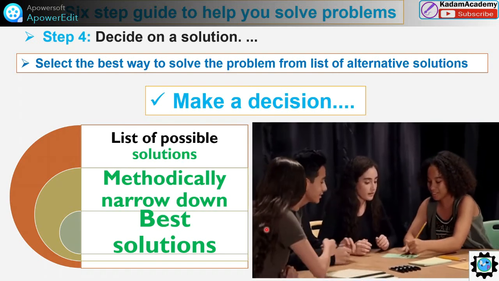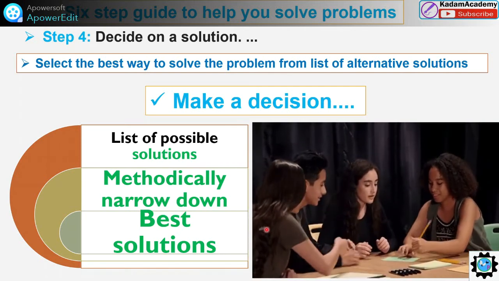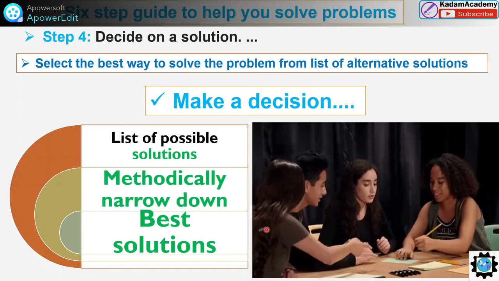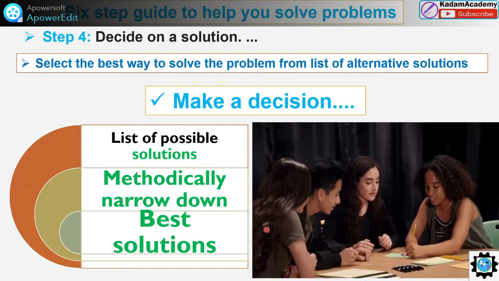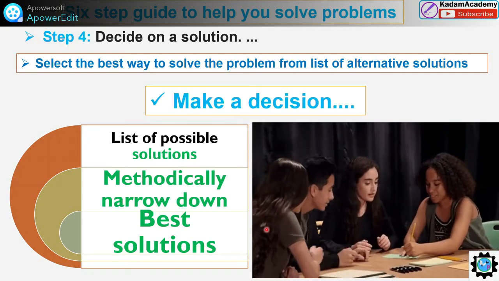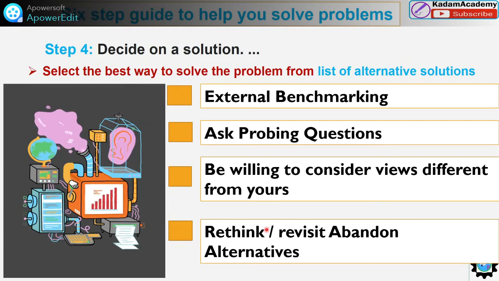Even if the problem is identified, defined its elements, and examined the solutions, then perform steps to execute your action plan. So, friend, select the best way to solve the problem from the list of alternative solutions. You can utilize these few points. External benchmarking. Benchmarking means comparing with others, or with a similar problem you have solved before; you can benchmark it, and you can also do it.